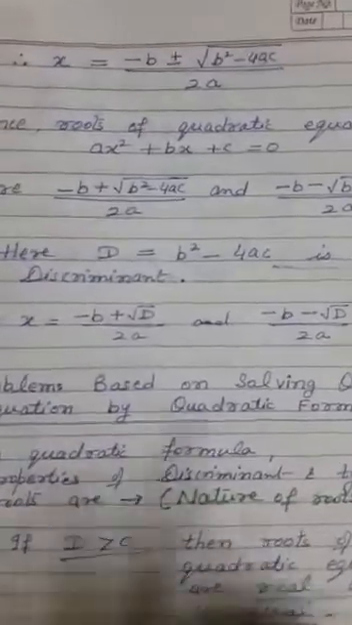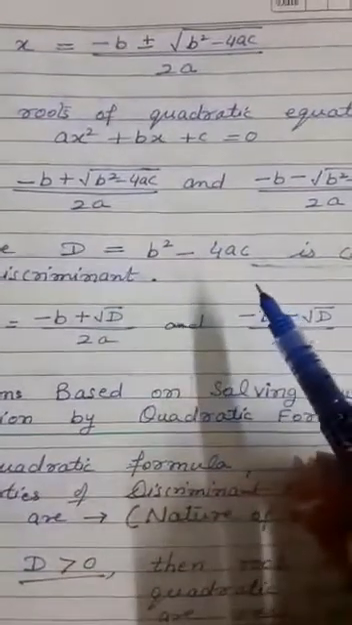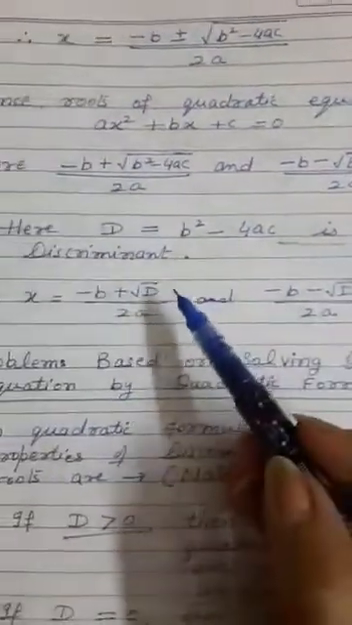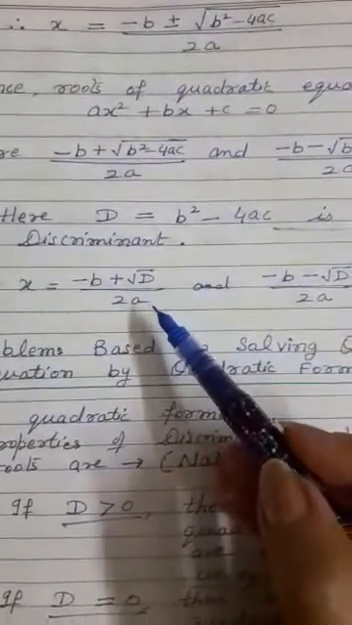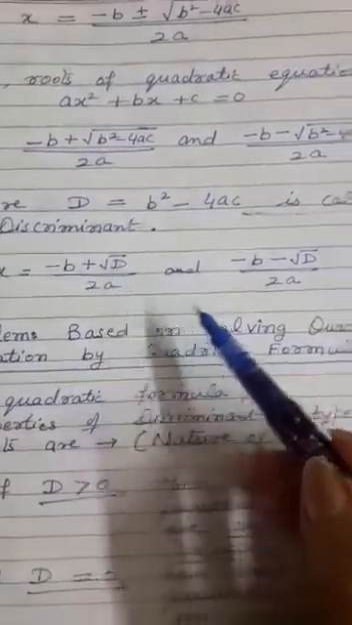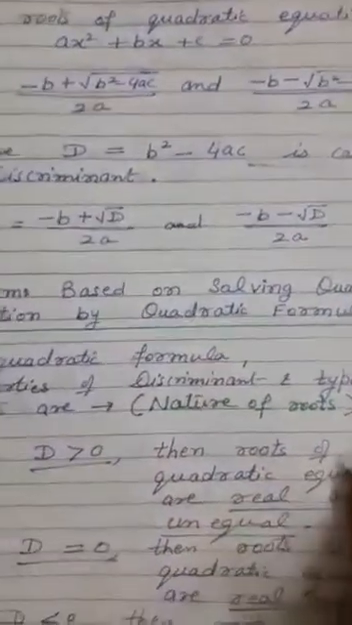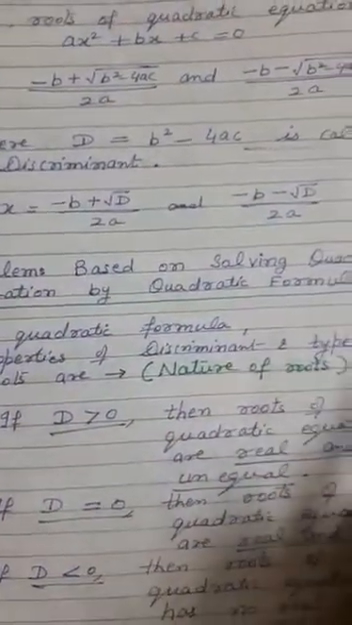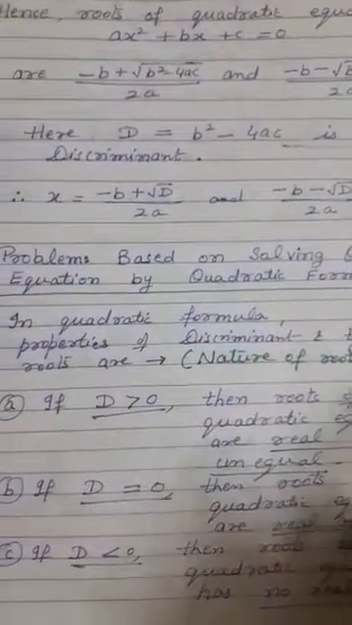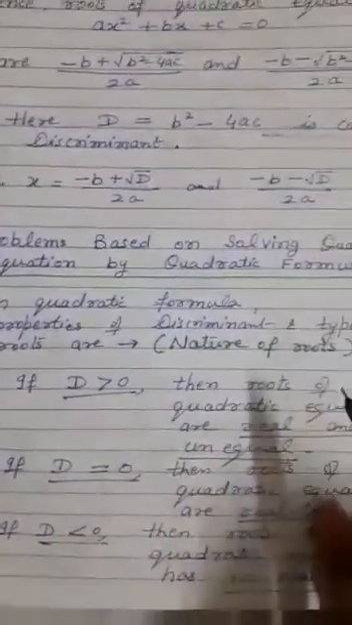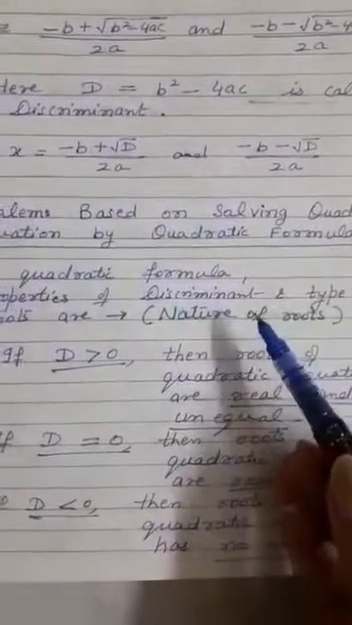And if we write D as b² − 4ac, which is called the discriminant, then we can write the roots as (−b + √D) upon 2a and (−b − √D) upon 2a. On the basis of it we will discuss some questions, but before that you should know that the nature of roots depends on the discriminant.